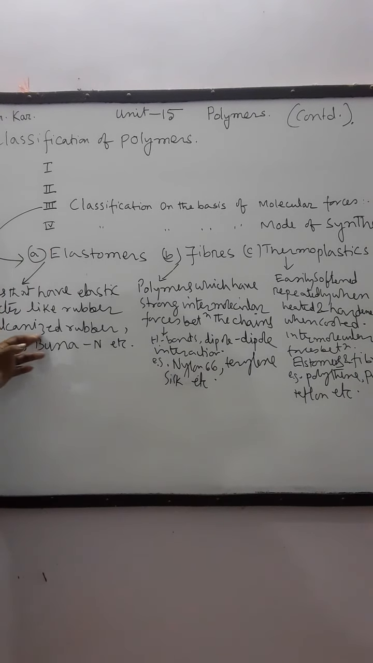Number 1 is vulcanized rubber. That is natural rubber when heated with 3 to 5% sulfur. Cross-linking takes place and it is called vulcanized rubber, which is an example of elastomers. Second one, Buna-S, is another example of elastomers, where the monomers are butadiene and styrene and the reaction takes place in presence of sodium.